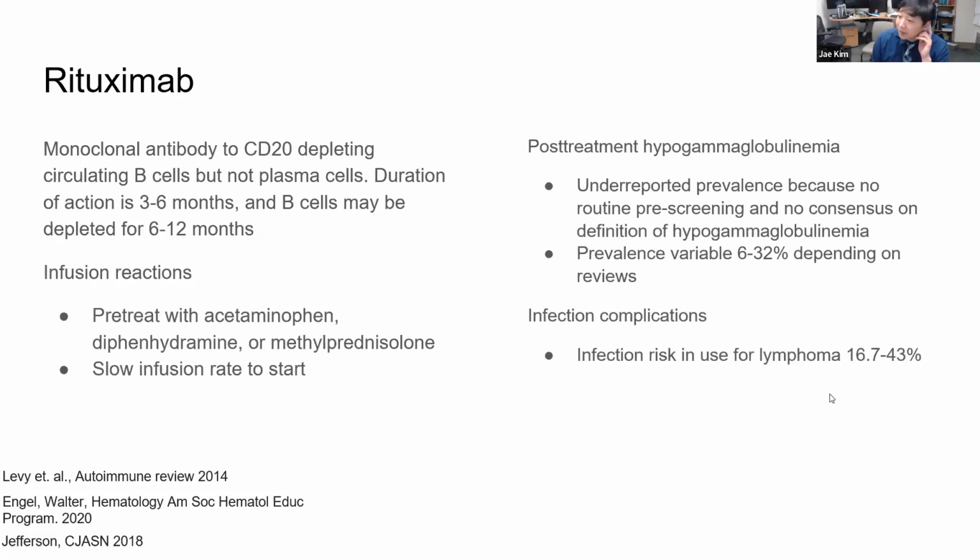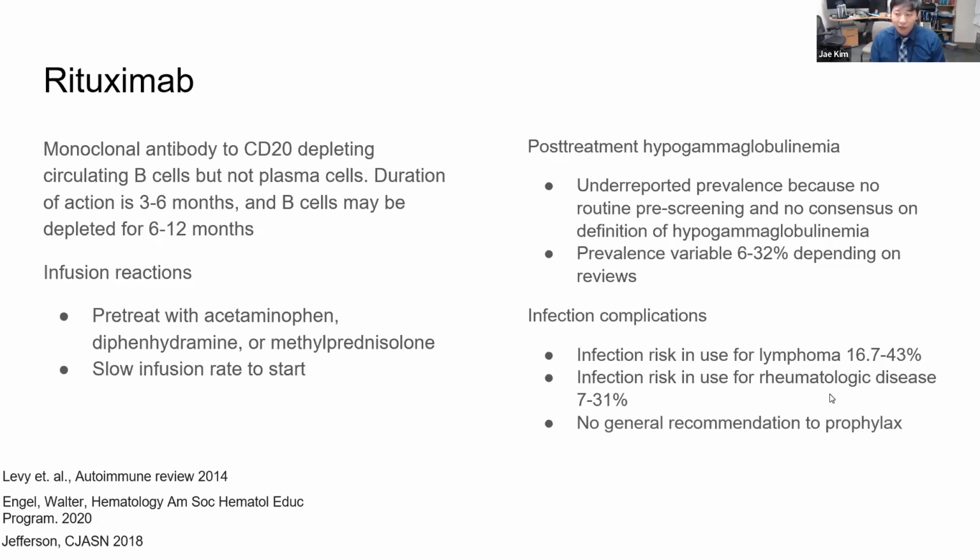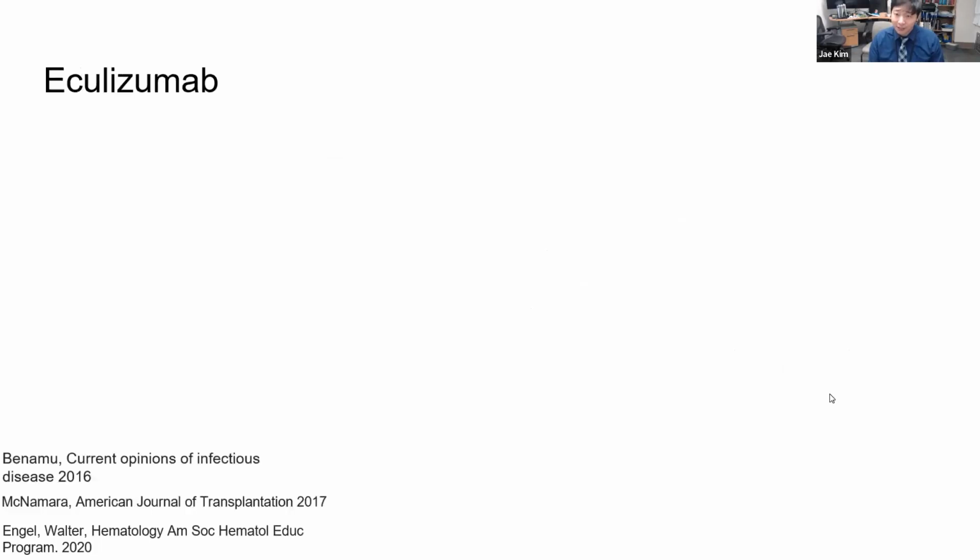Infection complications: whether you use it in a lymphoma or rheumatic disease, the infection risk varied from 31 to 43%. There's no general recommendation to prophylax for rituximab. You'll be unresponsive to vaccines for about 6 months after administration. And recall back to our hepatitis B: you do want to prophylax for latent hepatitis B, or if they're moderate risk.